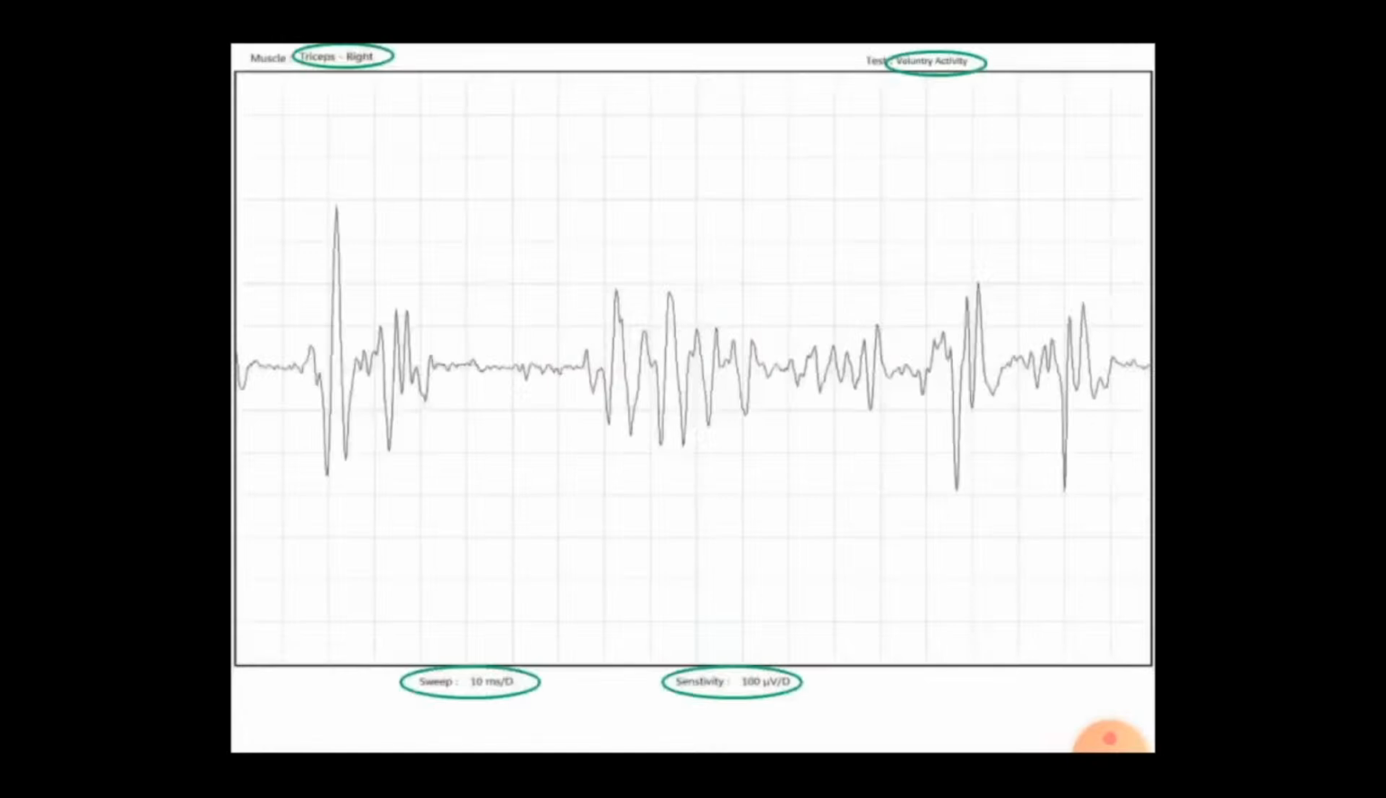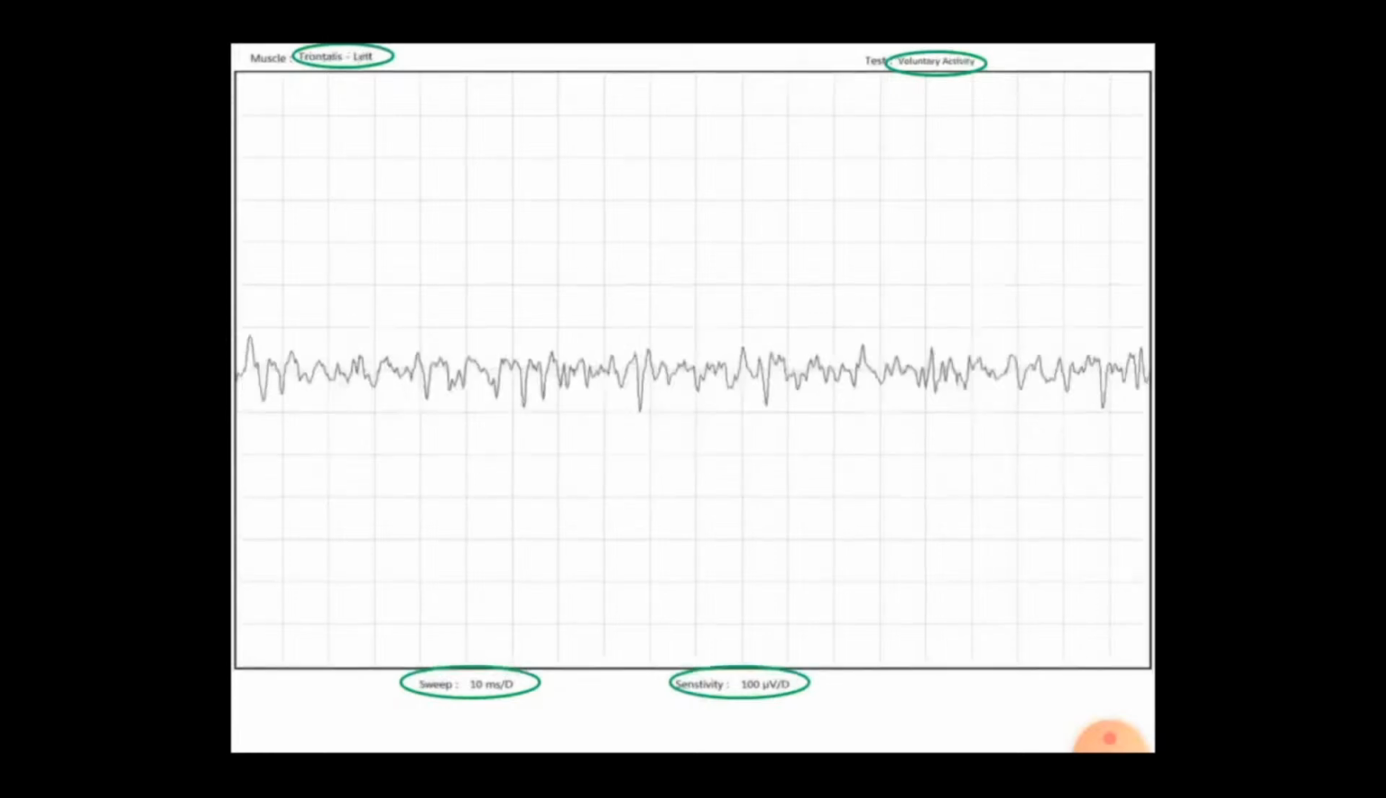So here you can see it is recorded from right triceps, okay, with the sweep speed of 10 millisecond per division, means 1 centimeter horizontally it is equal to 10 millisecond, and sensitivity or gain is 100 microvolt per division, means vertically 1 centimeter it is equal to 100 microvolt.